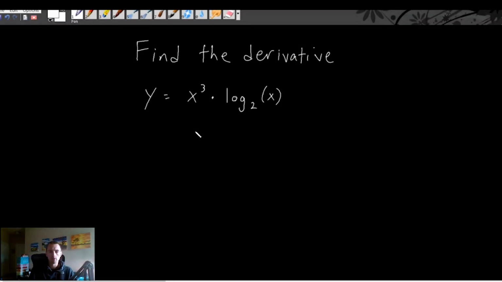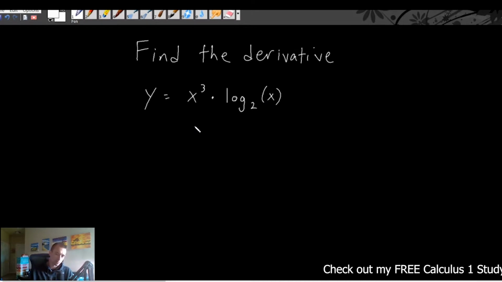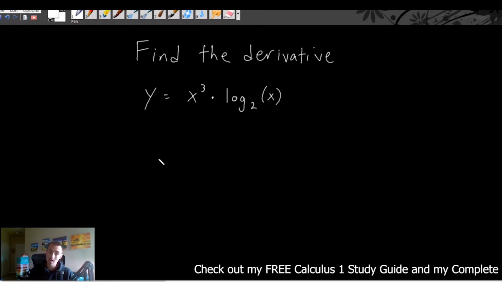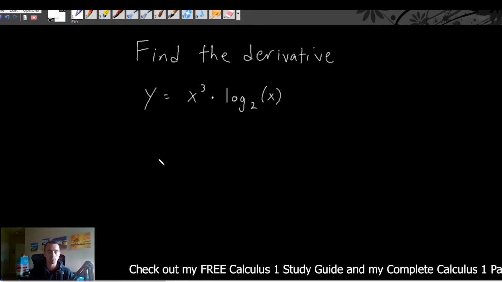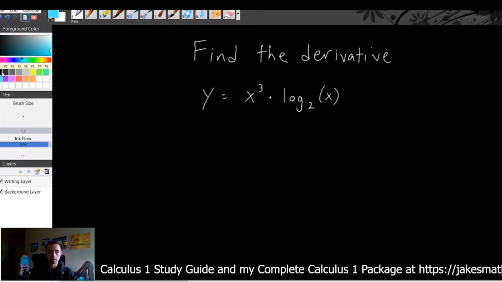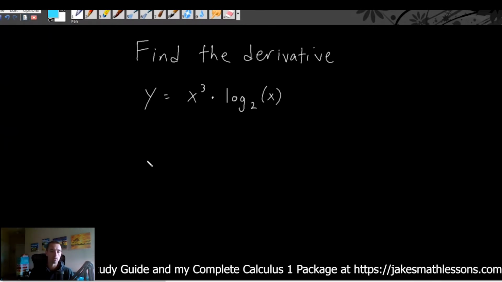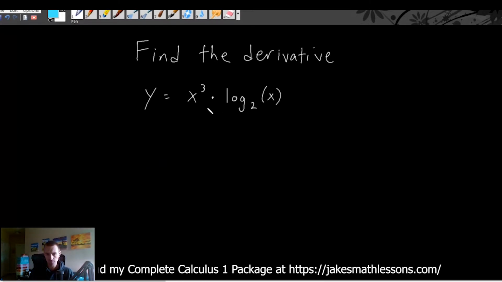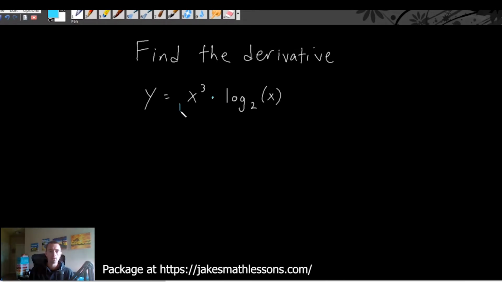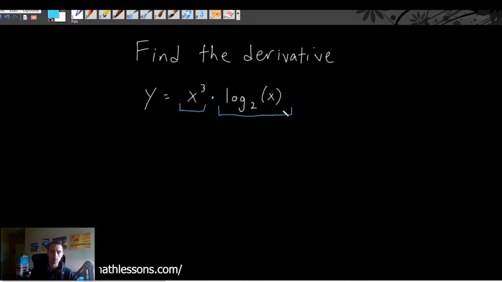So first one here, we're going to find the derivative of y equals x cubed times log base 2 of x. So as with the other product rule examples that I've talked about, really when you're doing any product rule problem, you really just need to figure out what are the two basic components of the function that you're taking the product of. So in this case, it's pretty clear based on the fact that we have this multiplication sign here. There's two components that we're taking the product of. We are multiplying x cubed and log base 2 of x.